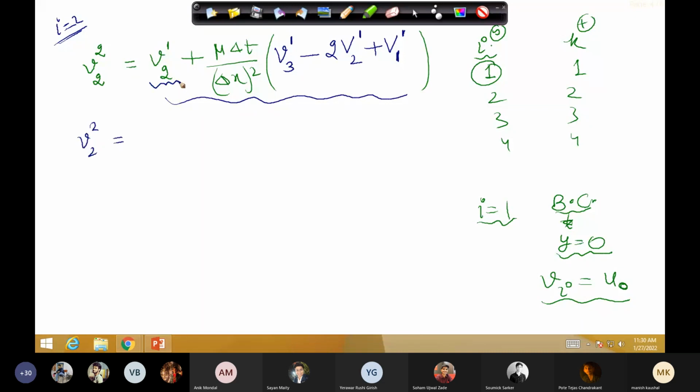So what is the value of V21? Is 0, isn't it? Just check whether I am right or not.